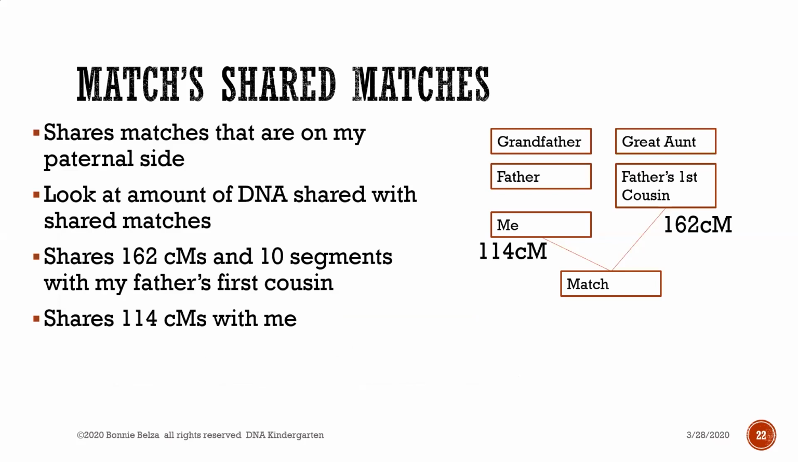This is where I do the next step of examining my match and looking at the matches that he and I both share. When I looked at the shared matches, I saw that he shared matches on my paternal side. So now I'm narrowing the hunt down further. I have to find someone on my paternal side, a bit of a distance between me and our common relative because we are not very close family.